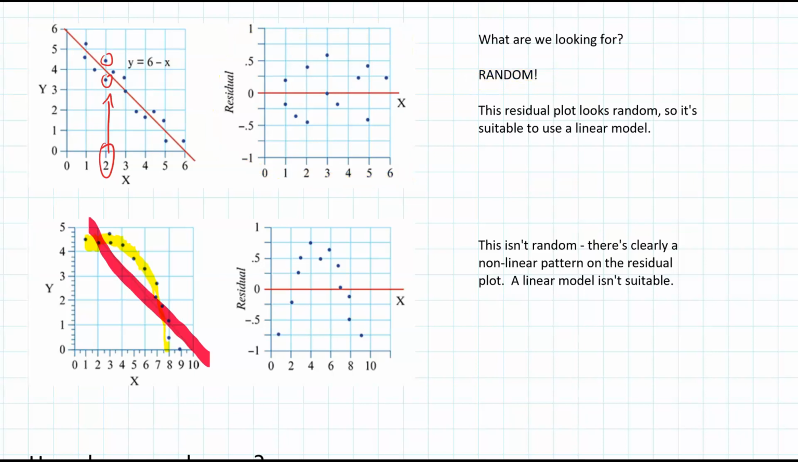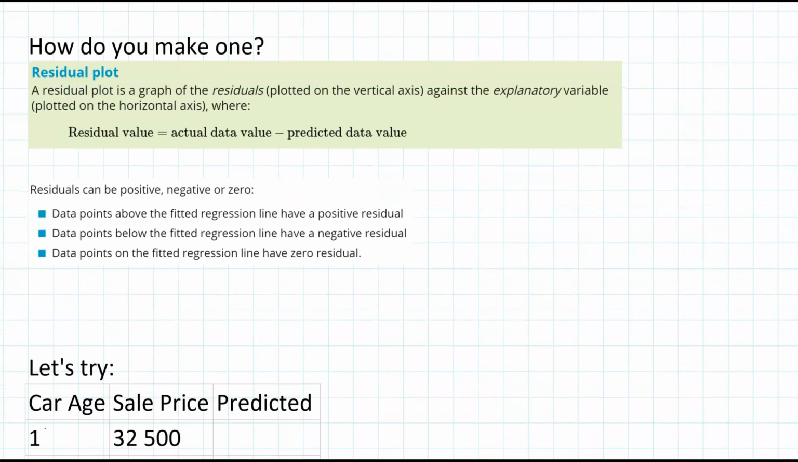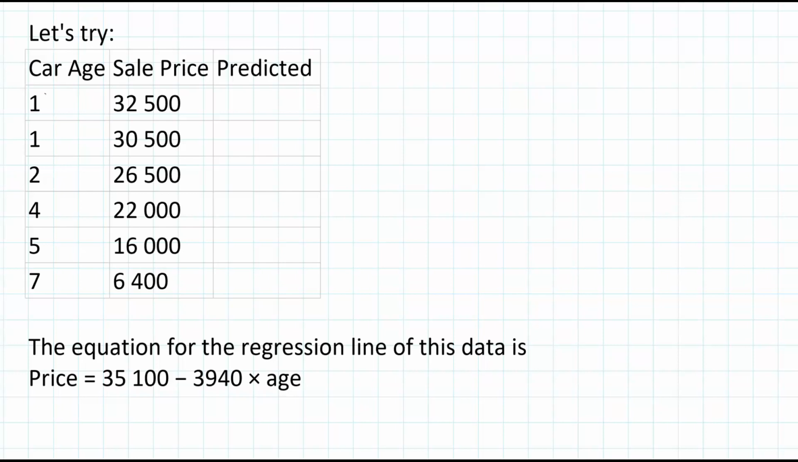So how do we go and make one of these? Well, what you do is you do exactly what I just said before, is work out what the actual data is and take away what the predicted data from the regression line is, and then put that onto the graph. So let's just jump in and do one. So here we go. This here is car age versus sale price. So I'm immediately going to go, this is the EV and this is the RV.